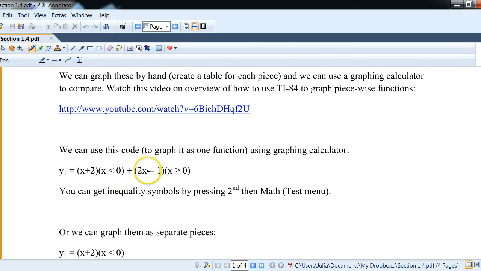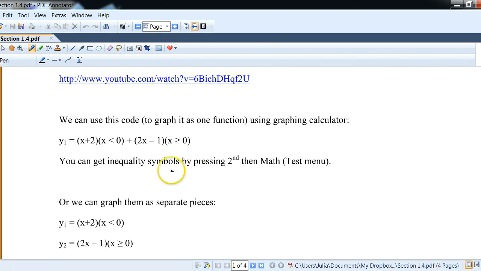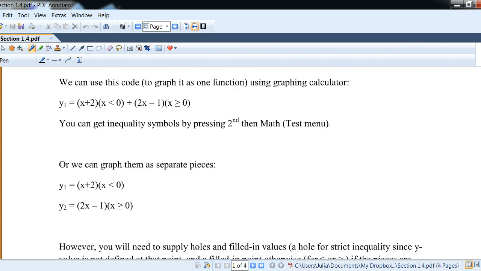So you can do it in one line using a plus, but sometimes it doesn't work, or maybe it's hard to see the whole definition if you make a mistake. So you can do it as two different functions like this, and then you should be able to see it.